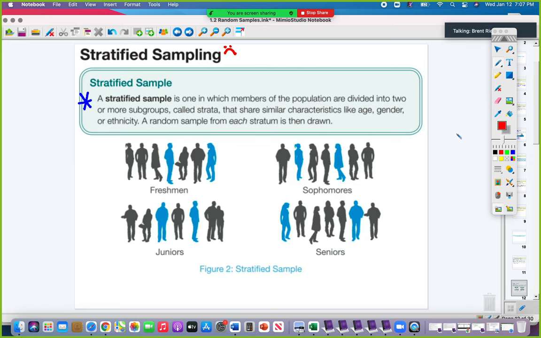So stratified sampling. We're trying to do better than just random sampling. And it says a stratified sample is one in which members of the population are divided into two or more subgroups called strata that share similar characteristics like age, gender, or ethnicity. A random sample from each is then drawn. So understand that what we do here is we make groups.